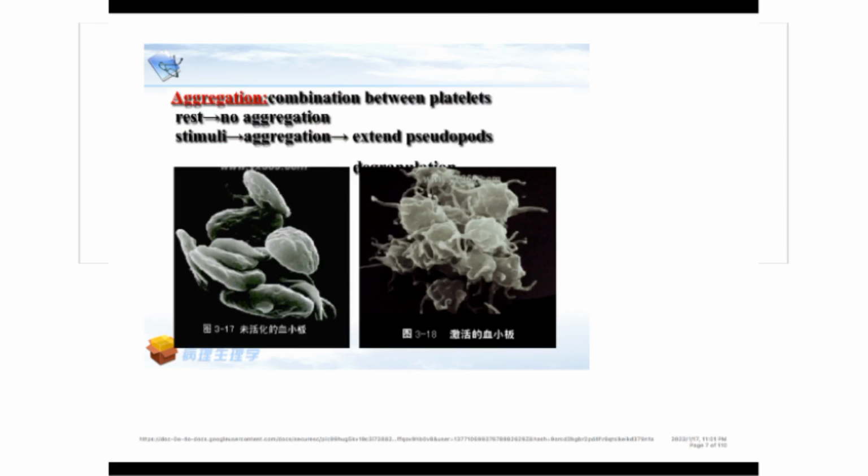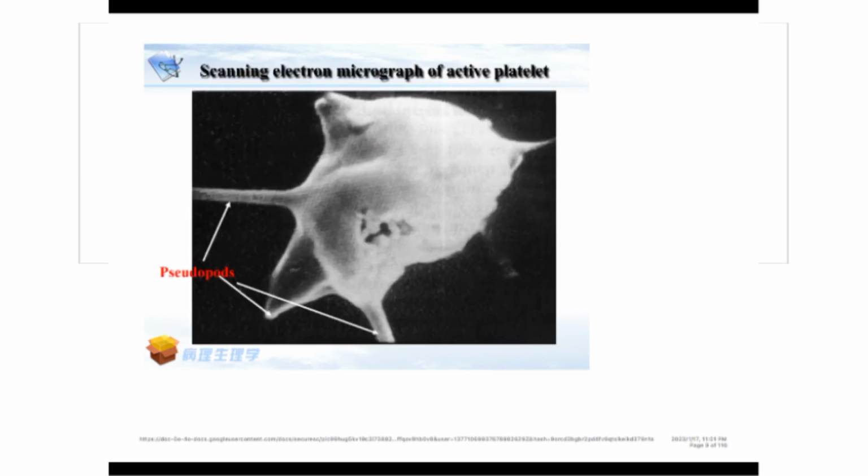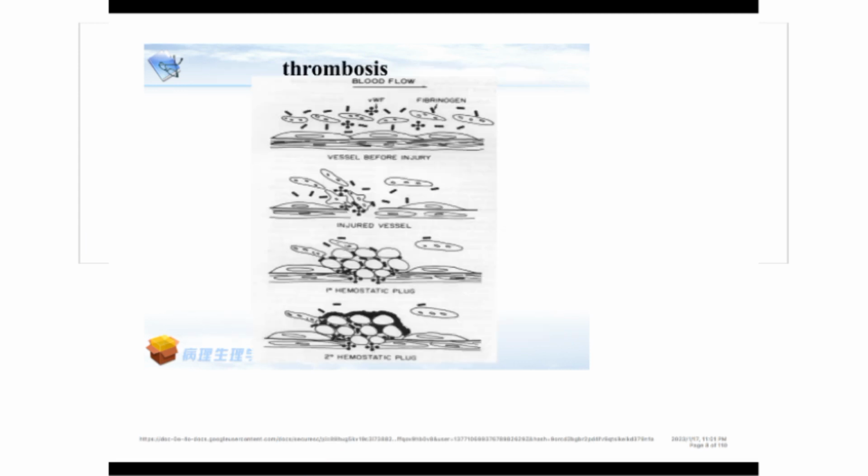If a lot of platelets come to the site, it is called aggregation. They extend something called pseudopods. A pseudopod is just like a kind of foot process. This is a pseudopod, and this is another pseudopod. The pseudopods are used by one platelet to adhere to another platelet.